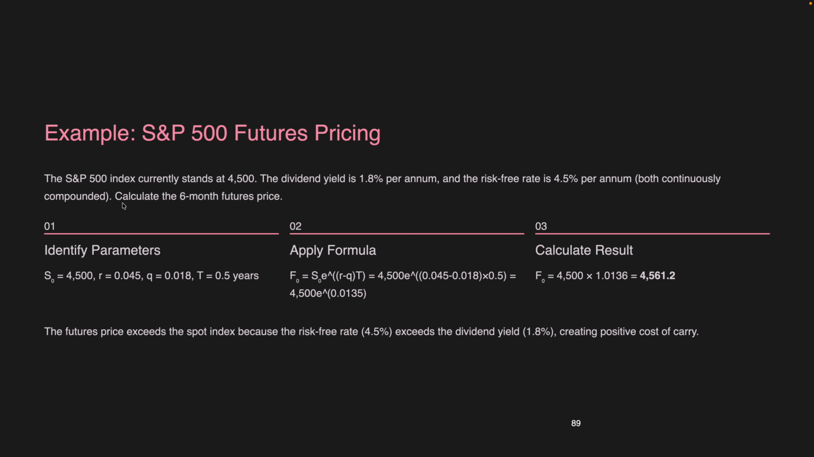So what are we supposed to do? We are supposed to calculate the 6-month futures price. That is, capital T will be 6 months. 6 months means 6 by 12, it becomes 0.5 years. So we apply the formula which we have derived. F0 is equal to S0 into e to the power of (r minus q) into T. So you get the value of F0 as 4561.2.